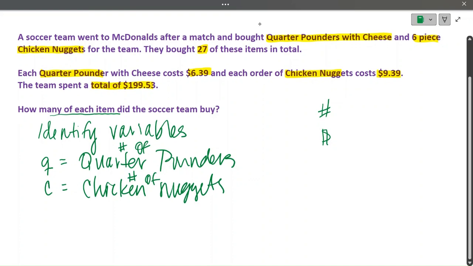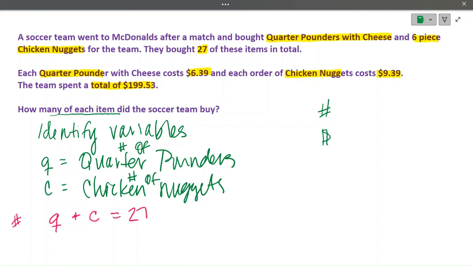Okay, so let's go ahead and write our equation. The first equation I'm going to do is I'm going to call this my number of items equation. So we know they bought some number of quarter pounders. We're going to let that be Q. And we know that they bought some number of chicken nuggets. So that combination of however many of each has to equal the 27 items they bought. Okay, so that's my first equation.